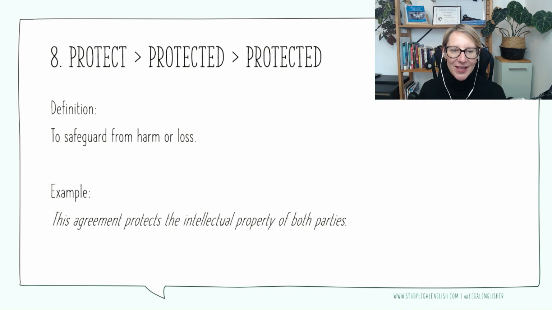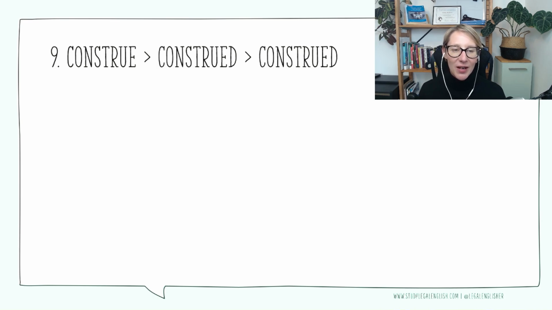An example sentence is: this agreement protects the intellectual property of both parties. Okay, this agreement protects, it safeguards the IP, the intellectual property, the property which is intangible, right, of both parties, the two sides involved in the agreement. All right, let's look at number 9, to construe.